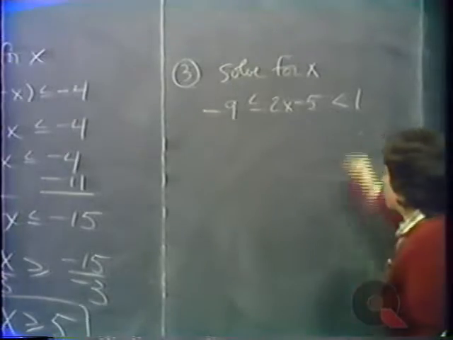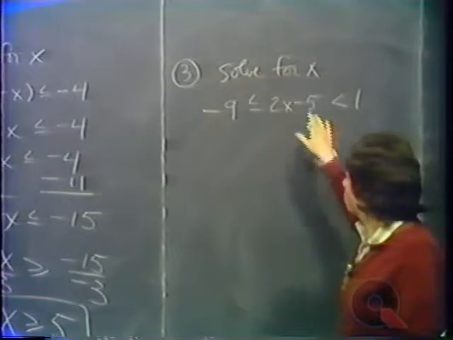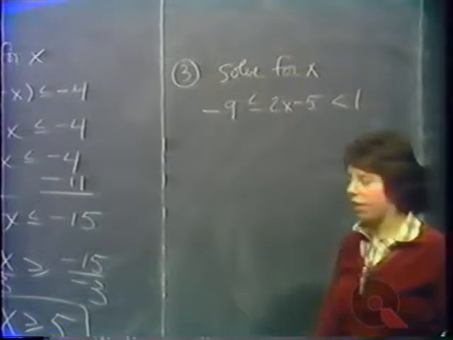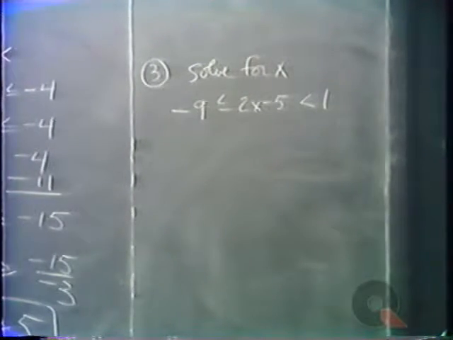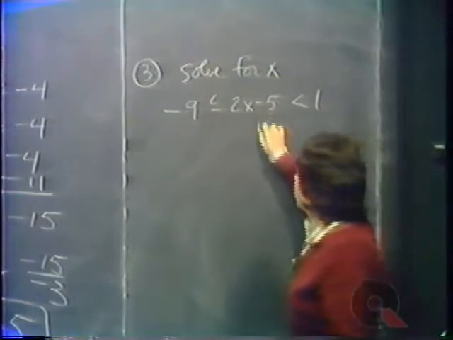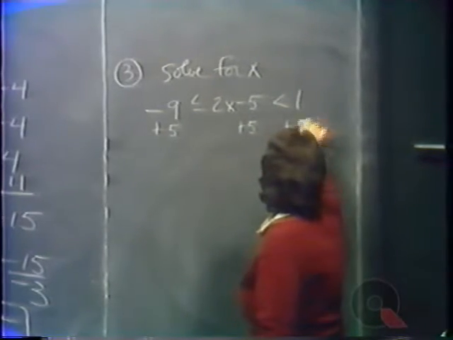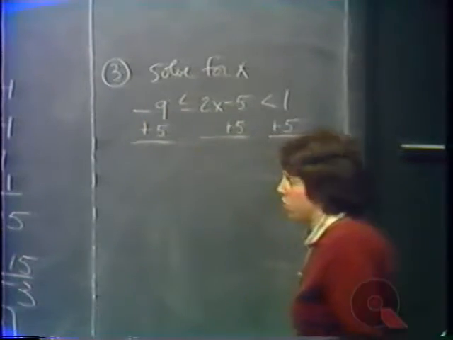When we have a continued inequality of this form, what we try to do is get x alone, isolated in the middle, with numbers on either side here. Well, here we're working for x alone in the middle. So to do that, we will first add 5 to all parts of the inequality. You just do it the same way. Whatever you do to one part, you must do to the other two parts here.